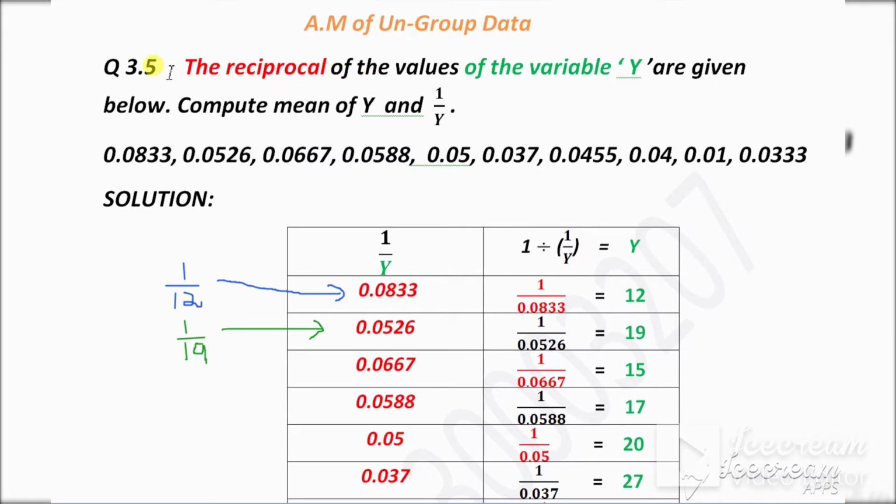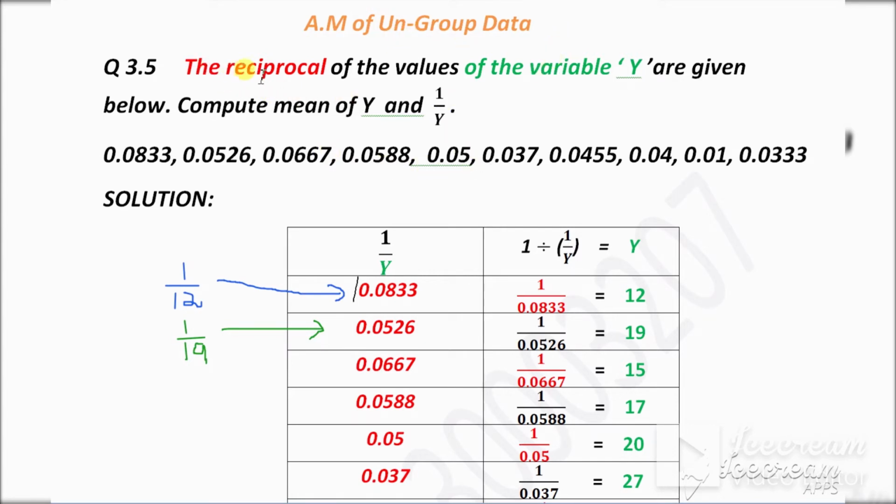Question number 3.5. The reciprocal of the values of a variable y are given below. So these values are the reciprocal of the variable y. This is ungrouped data. Why ungrouped data? Because each number is repeated individually and there is no frequency with the question. That's why it's called ungrouped data.